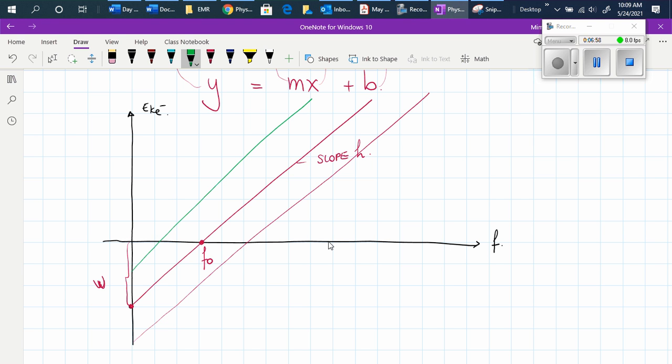Or this one here. So therefore they had the same slope. Okay, so this is the threshold frequency for this one. This is the threshold frequency for this one. This is the work function for this specific metal. This is the work function for that specific metal.